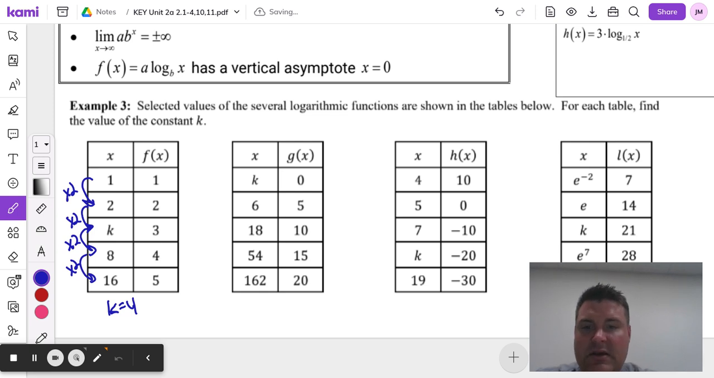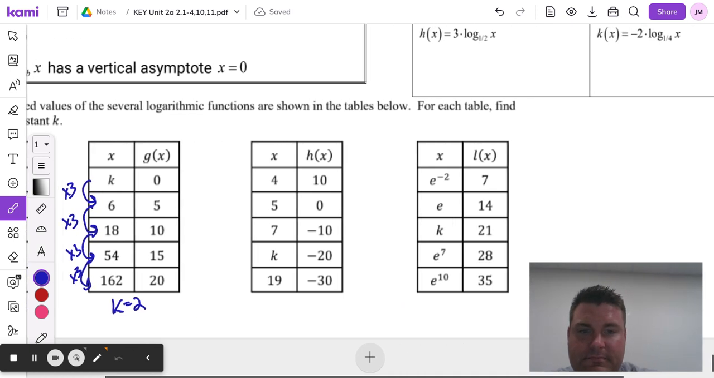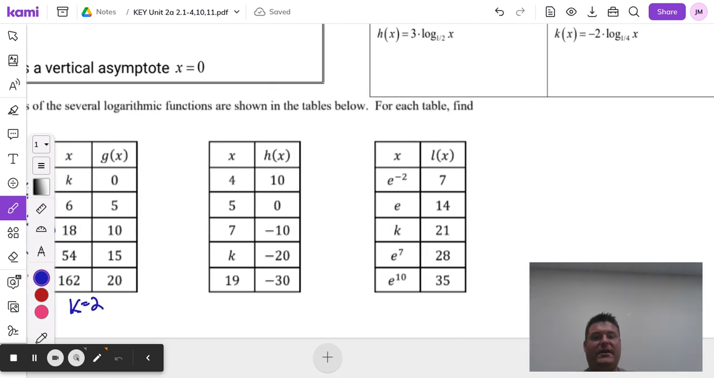Easy squeezy. First one right here, k to 6, I don't know, but I know from 6 to 18, that is definitely times 3. So what times 3 gives you 6? That gives you a k equals 2. Skip that third one for right now. I'll come back to it because it's a little bit tougher.